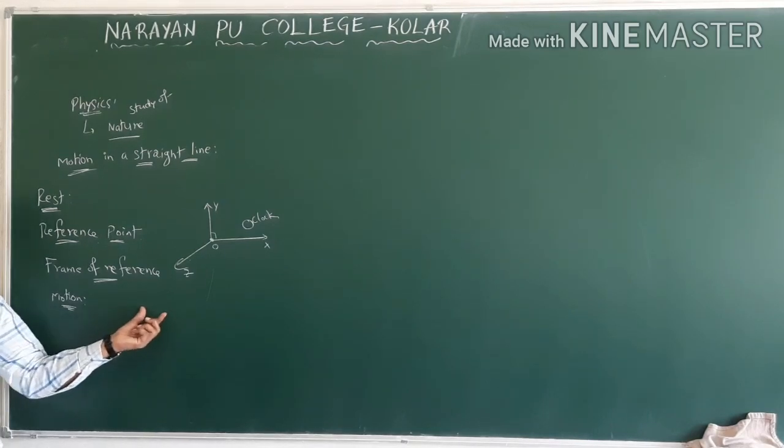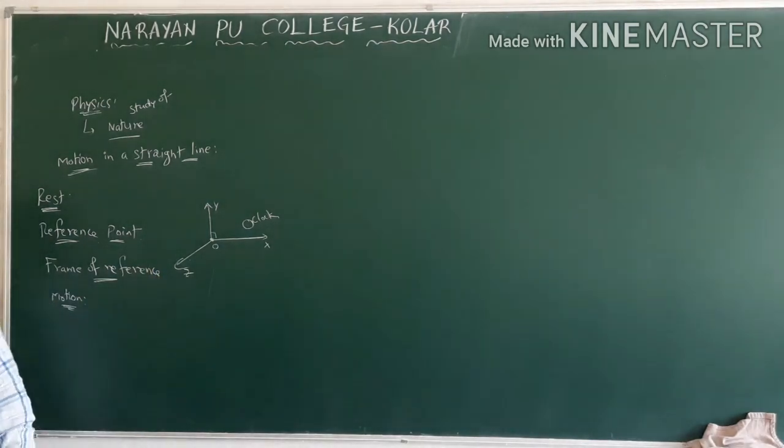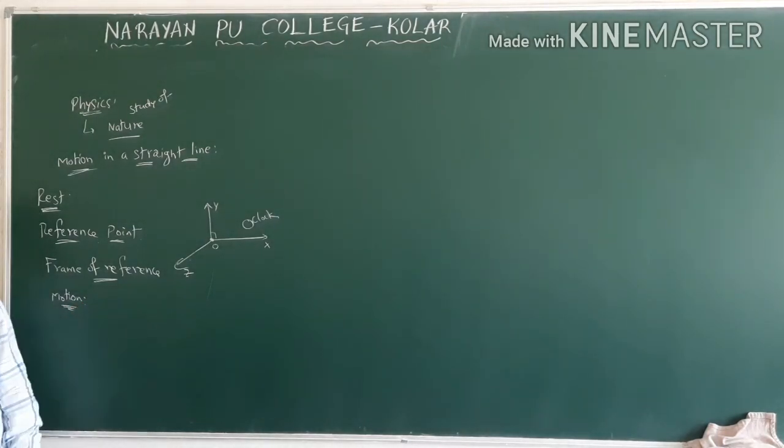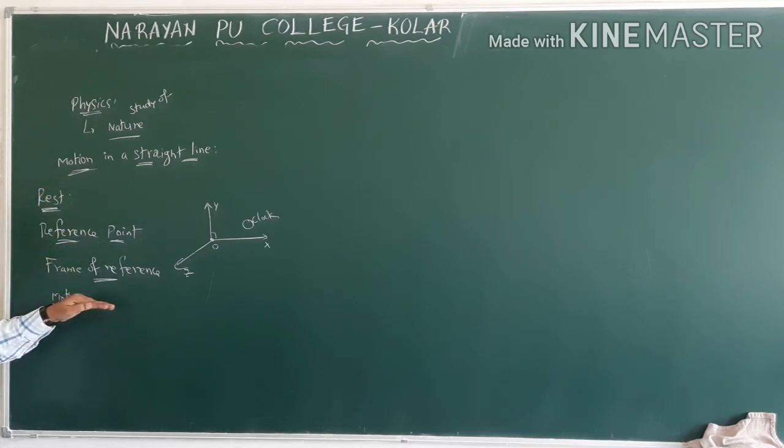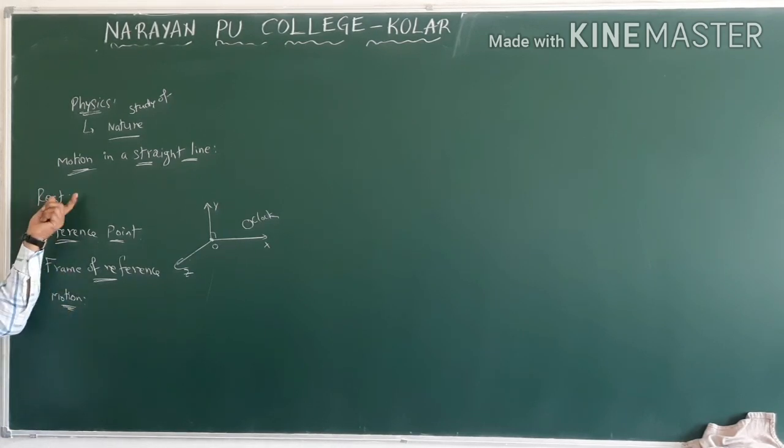If the object is in motion, its position is changing with respect to time and surroundings. So if the position is not changing with respect to time and surroundings, then the object is said to be at rest. If the position is changing with respect to time and surroundings, then the object is in motion. Now all of you are watching this video sitting at home, so you are at rest with respect to home. If you are moving after starting from college, or coming from college, then your position is changing with respect to time. Therefore, you are in motion. Okay, this is about rest and motion.